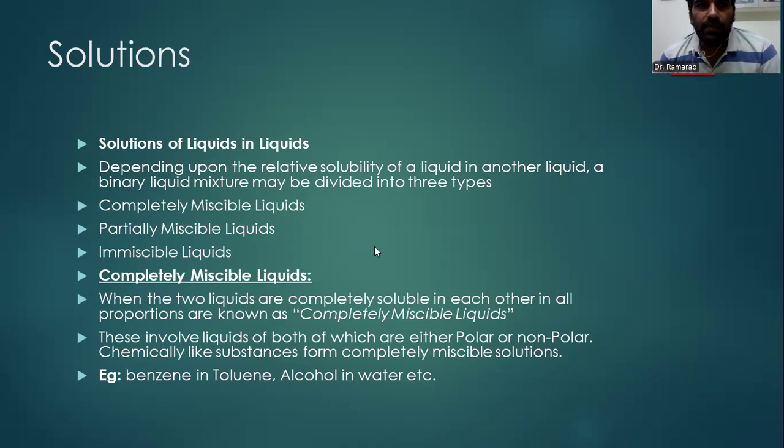So what is completely miscible? Miscible means when two liquids are completely soluble in each other in all proportions, they are called completely miscible liquids. These involve liquids of similar nature, chemically like substances form completely miscible solutions. Examples: benzene in toluene, alcohol in water.